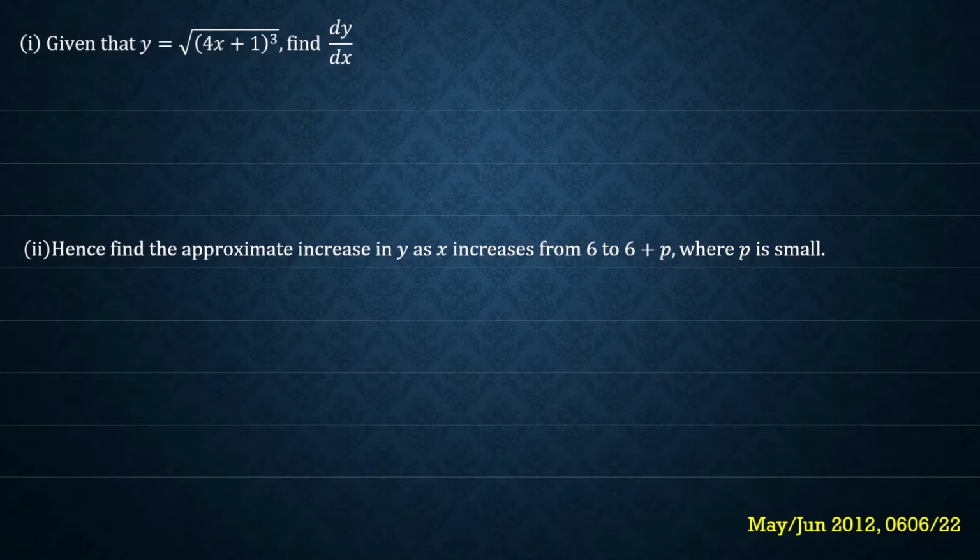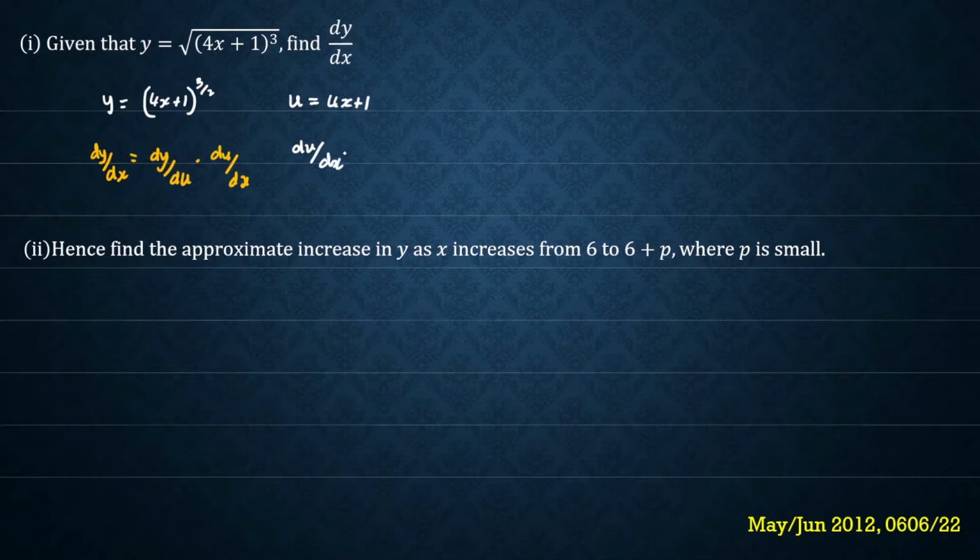Let's start by writing the function in index form. So we have y equals (4x plus 1) to the power 3 on 2. We can use the chain rule to find the derivative. So that's dy/dx equals dy/du times du/dx. So we'll let the inner function equal u. So u equals 4x plus 1. du/dx equals 4.